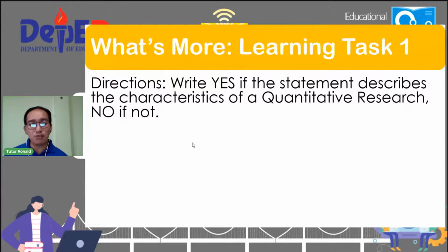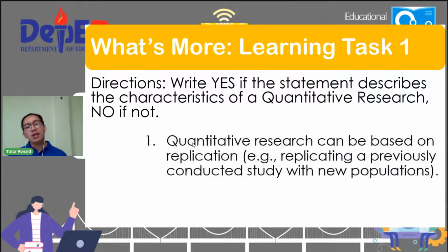So, all you have to do is to write yes. So, sa inyong comment, pwede nyo pong i-type in yes if the statement describes the characteristics of a quantitative research, no if not. So, first, quantitative research can be based on replication. That is, replicating previously conducted study with new populations.